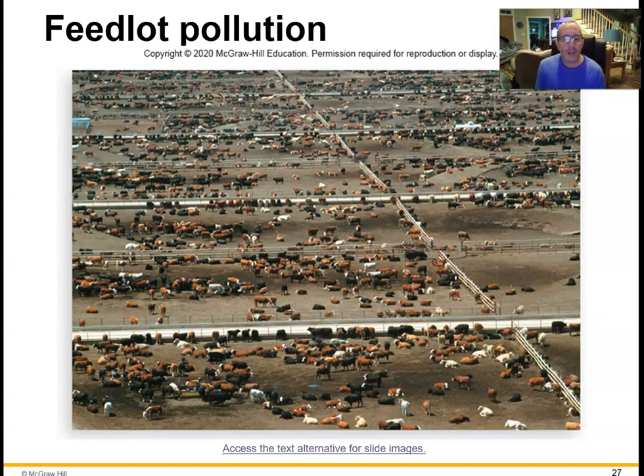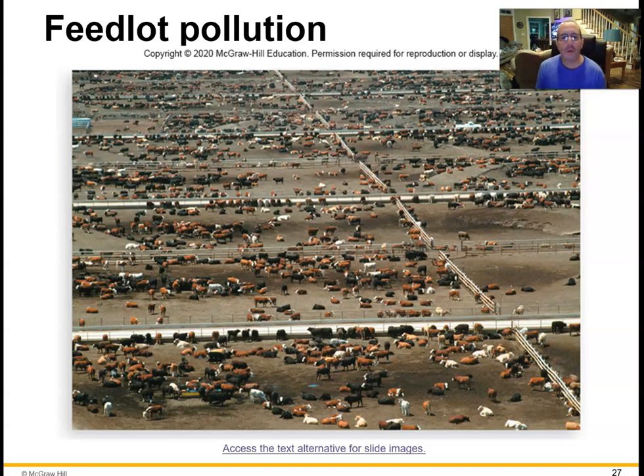This is a picture of a feedlot, which is where cows are brought in. They are fed. You can see it's not a pasture, so they're not eating grass. The feed is brought to them. They gain a bunch of weight, and then they're sold and processed for beef.